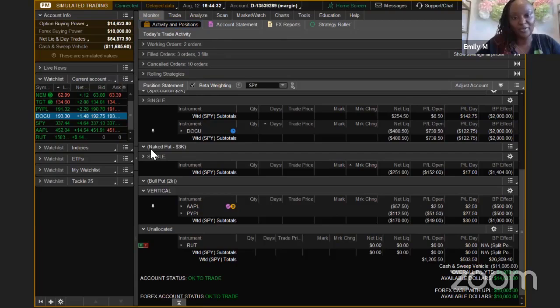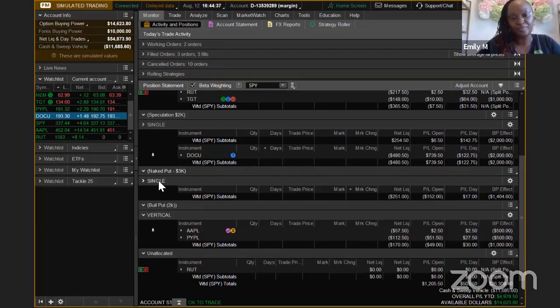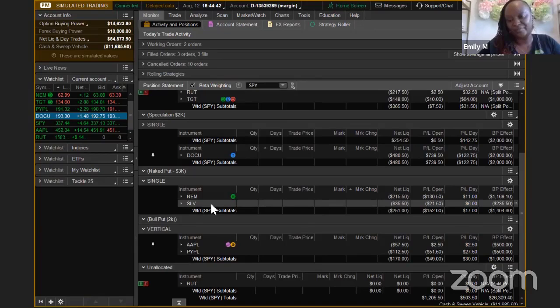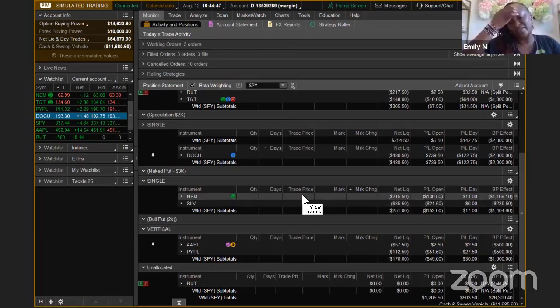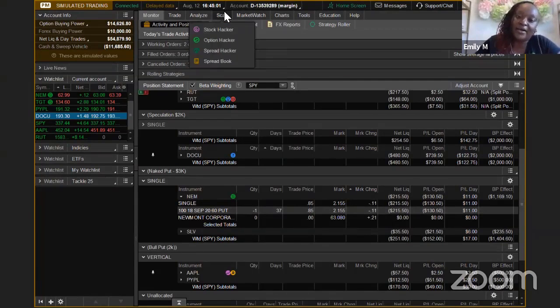And then the other ones that we have on are naked puts. If I go to the naked puts, we have naked puts on Newmont and SLV. Newmont, once again, I've been trying to get assigned on forever, but it keeps going up. The naked puts that I have on Newmont right now are the 60 puts, and Newmont is trading at 63. Again, this is a naked put. It's a boomerang trade, so I don't mind if I do get assigned.